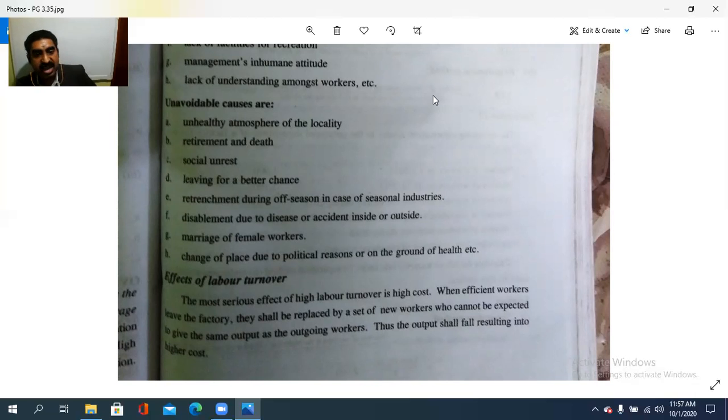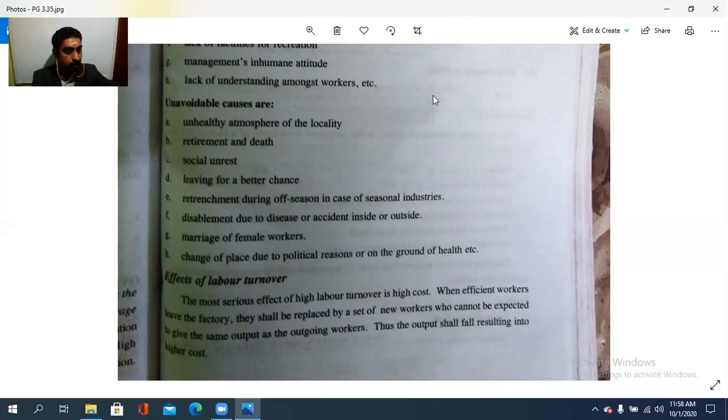Then what are the effects of labor turnover? The most serious effect of higher labor turnover is high cost. If higher production cost comes, that results in high labor turnover. When efficient workers leave the factory, they shall be replaced by a set of new workers who cannot be expected to give the same output as compared with the outgoing workers.